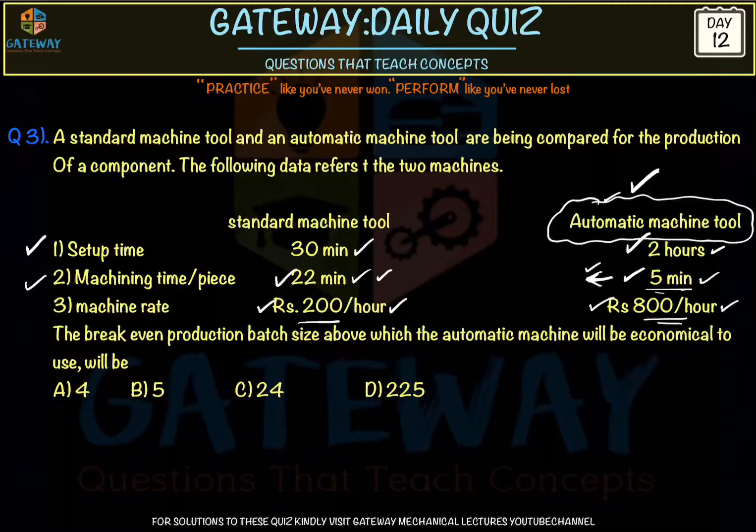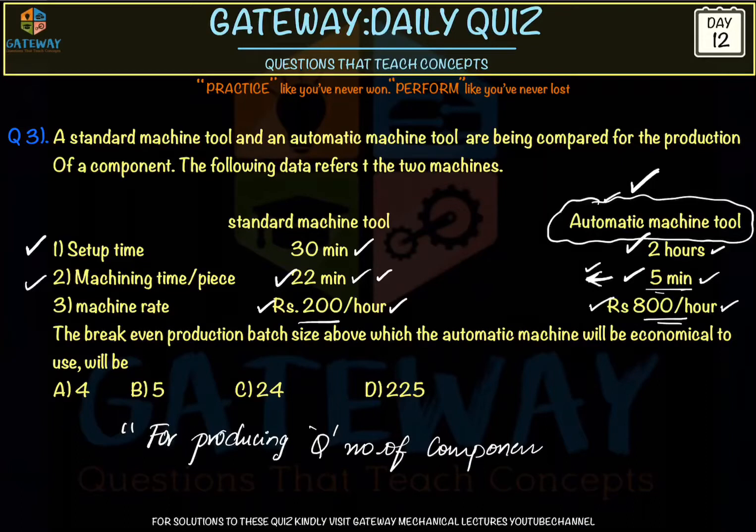For that, we'll calculate the total cost. We'll make a statement here: for producing q number of components, you can name it anything, but to make it easy, I'm using q. We'll calculate the total cost for producing q components on the standard machine tool, and also q components on the automatic machine tool. And we'll equate the total cost of both of these.